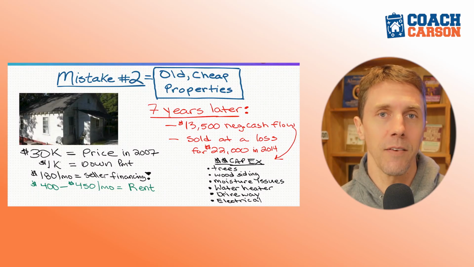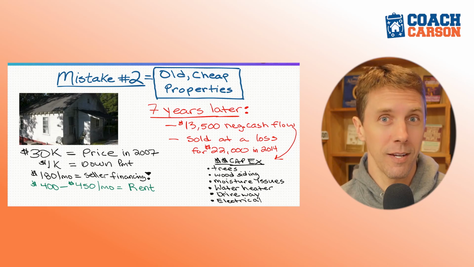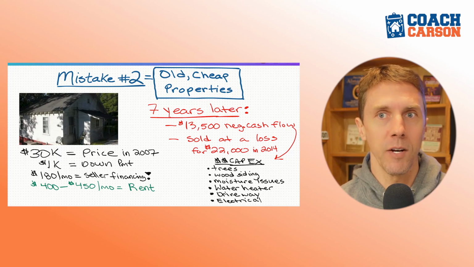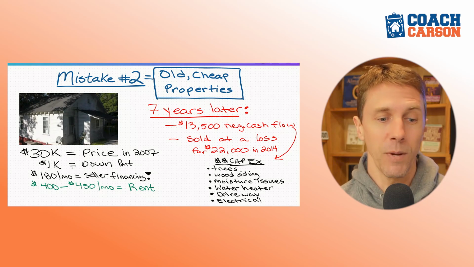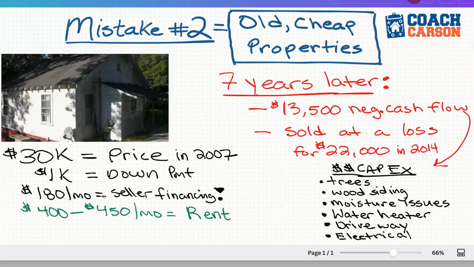And in 2007, I bought a property for $30,000. So 2 bedroom, 1 bath, 1,000 square foot property, had wood siding, and it needed work, as I found out later on, but it was rentable, meaning you can move into the property. It was clean and neat, things like that. And we got it for $1,000 down. And the seller who sold it to us financed the balance of it at $180 per month.